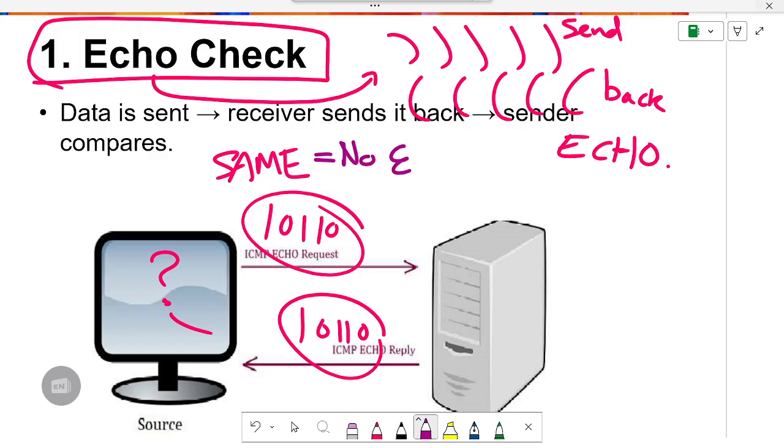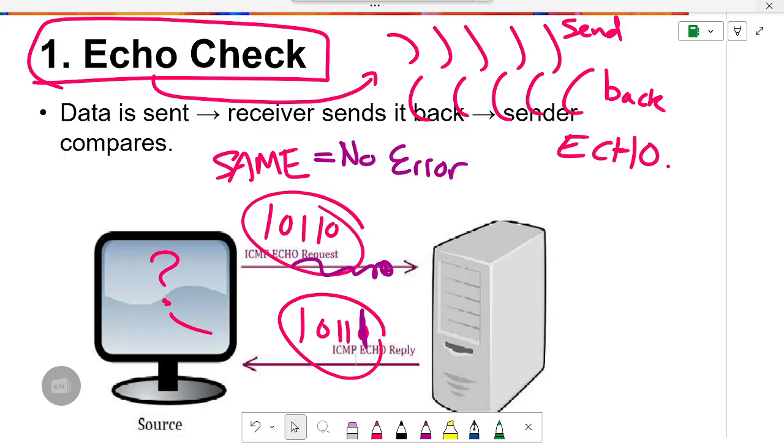No error. Right? But let's say we have some interference, and I send the data and I give you some data that's different. Then that means there was an error in the transmission. This is the simplest check. I send the data, you send the data back. I will compare if it's exactly the same, it means no errors. It means no mistake. Okay?